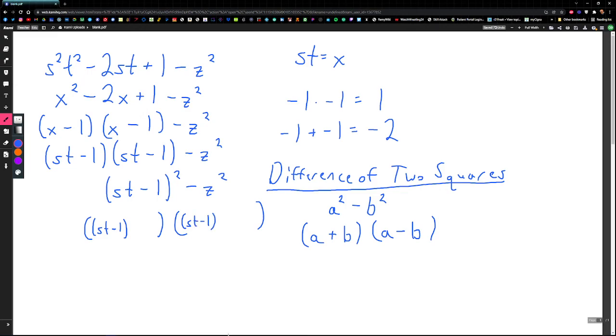And then the second term, the second square that's being subtracted, is the z squared. When you take the square root of that, that should leave you with just z. So you have a z over here and a z over there. And then you would separate each of these terms with a plus sign and a minus sign. And this is as far as we can go in terms of factoring this expression.